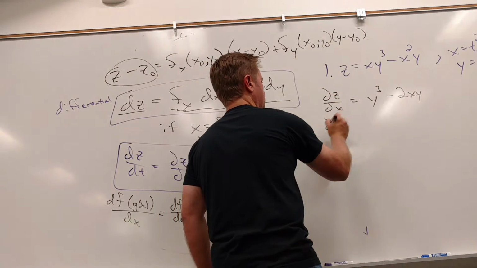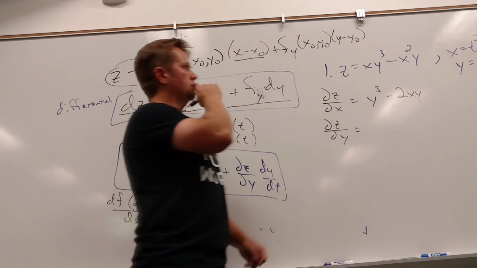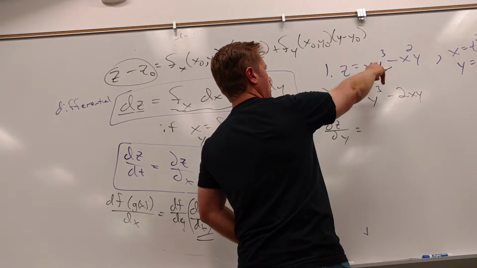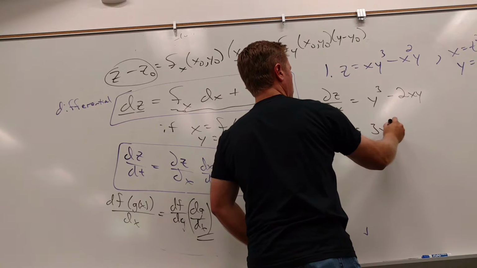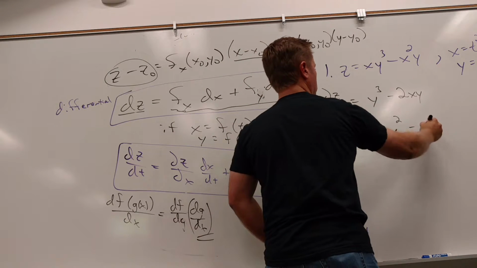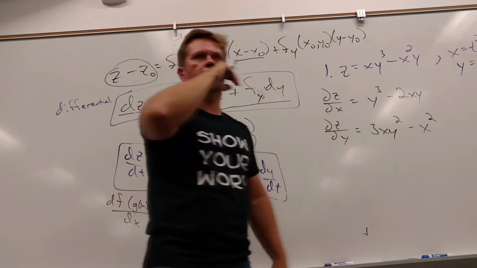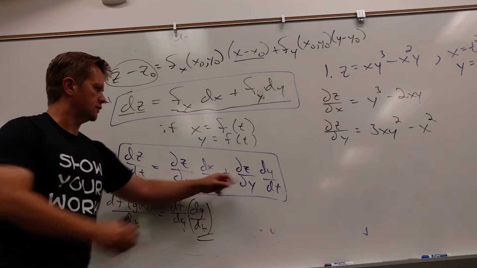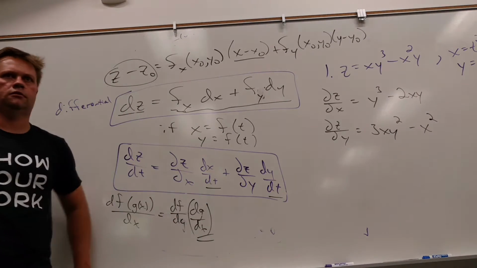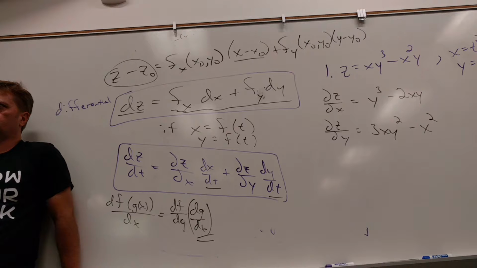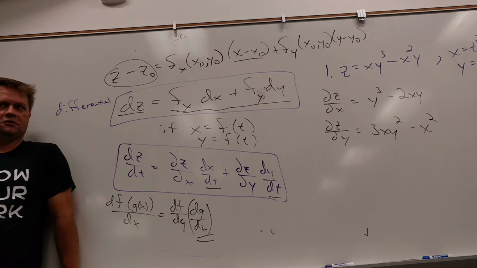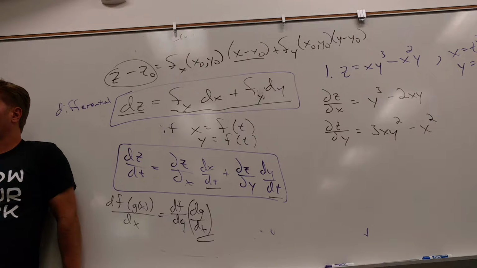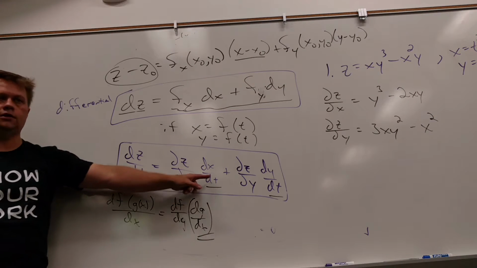So what's the partial of z with respect to y? 3xy squared. All right, good. So 3xy squared minus x squared. Beautiful, because x squared is like a coefficient of y now. I like it. So we got this piece and this piece. Now I need this piece and this piece. Keep going. Got you started. You can take the derivative, dx dt, which is 2t. Yeah, that's all you need here.